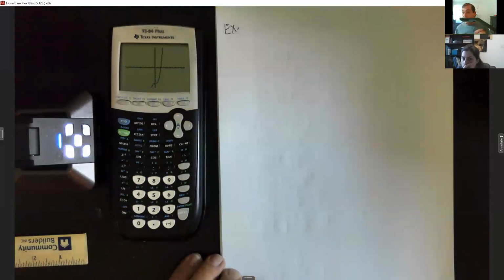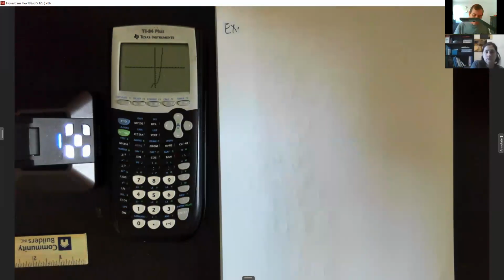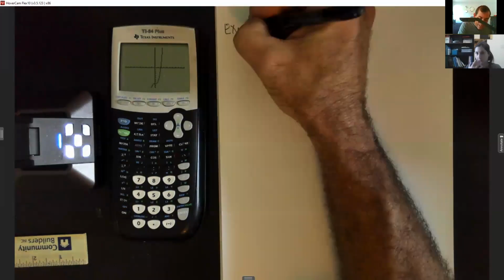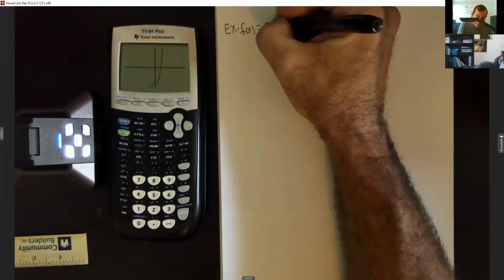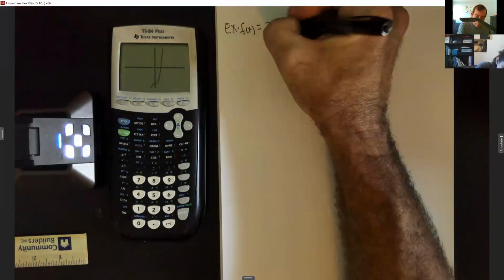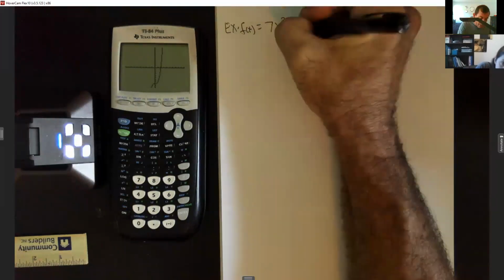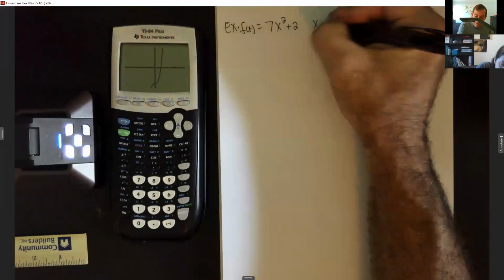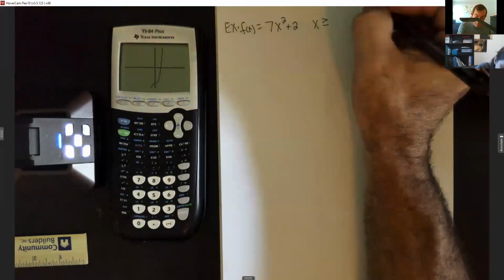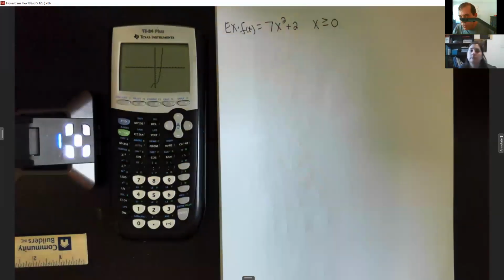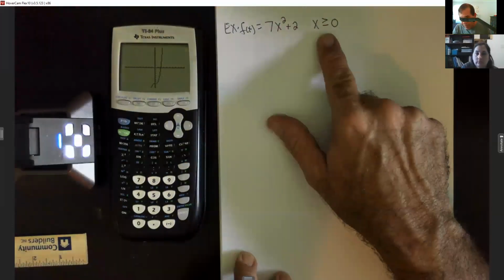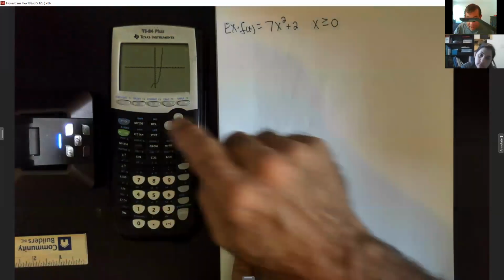So I guess this is bringing back all your equation solving memories from your past. All right, f of x equals 7x squared plus 2, and they're telling me x has to be greater than or equal to 0. Y'all, they are restricting my domain when they do that. So let me show you why they're doing that.